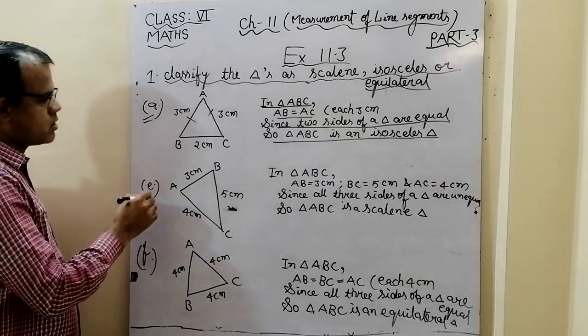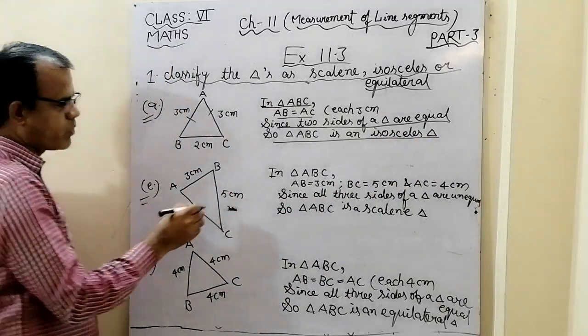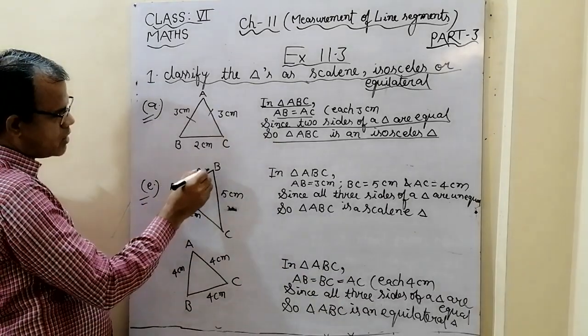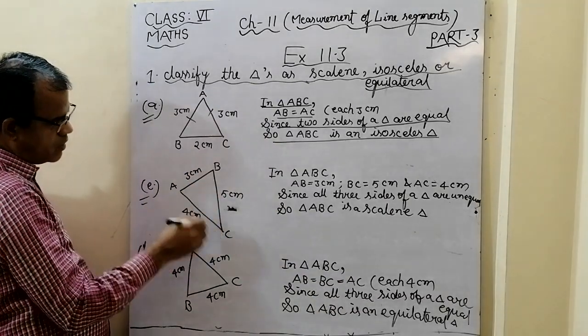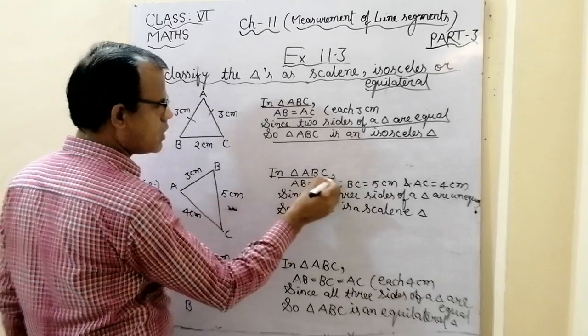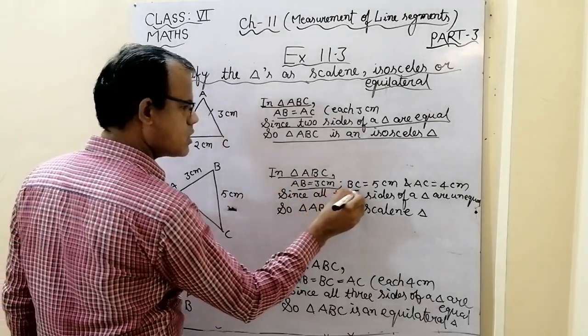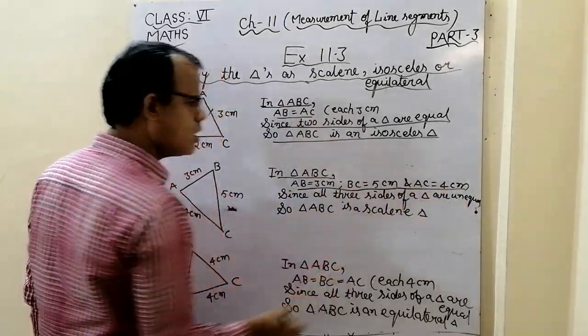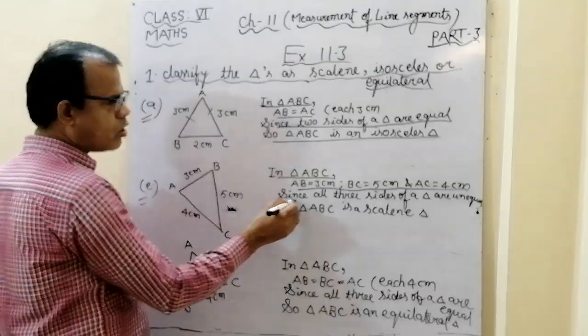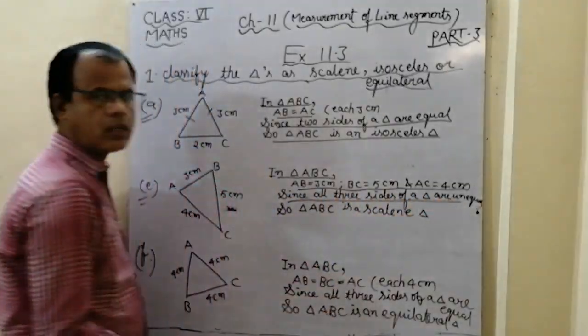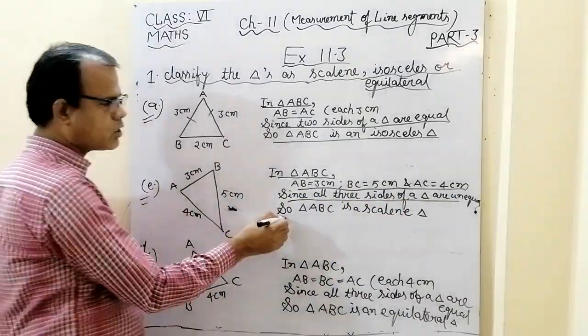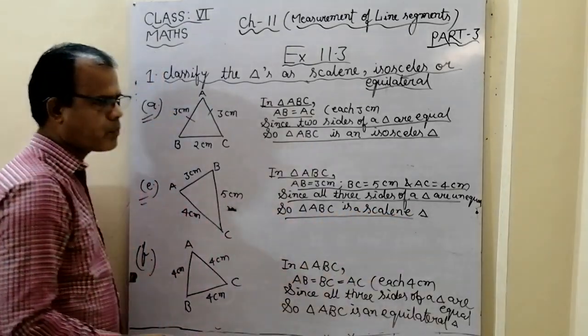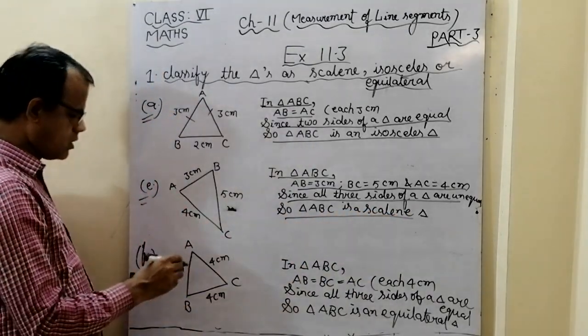Clear? Next E part. Here you see AB equal to 3 centimeter, BC 5 and AC 4 centimeter. In triangle ABC, AB 3 centimeter, BC 5 centimeter, AC 4 centimeter. Since all three sides of a triangle are unequal, so triangle ABC is a scalene triangle.